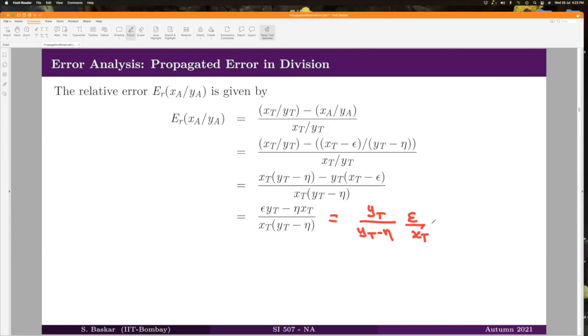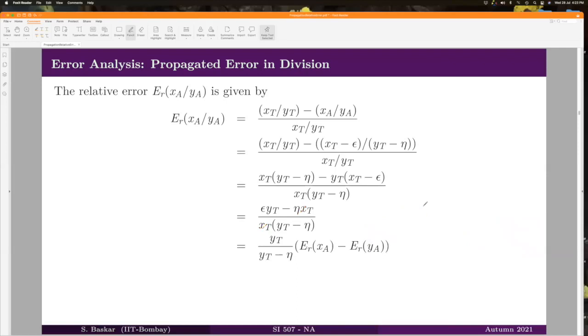And for the second term, we will multiply and divide by yt. Xt is getting cancelled here, and yt minus eta you keep as it is, and can write eta divided by yt, since I already multiplied by yt, therefore I will divide by yt. This is nothing but the relative error in ya when compared to yt. This is the relative error in xa when compared to xt.